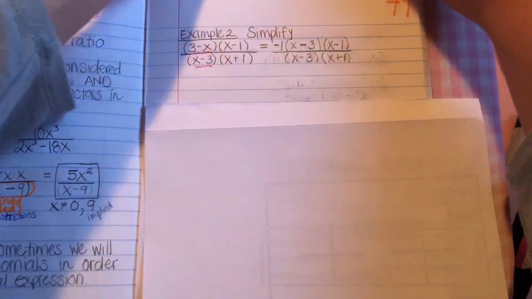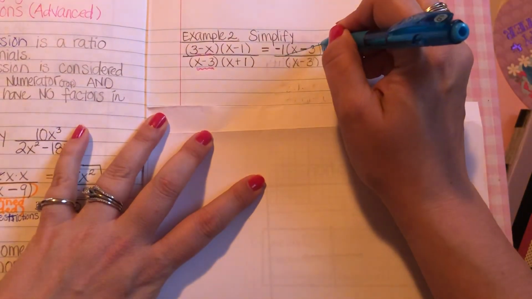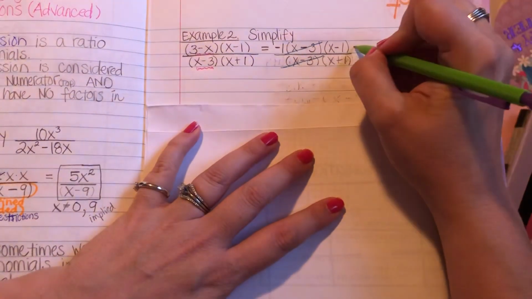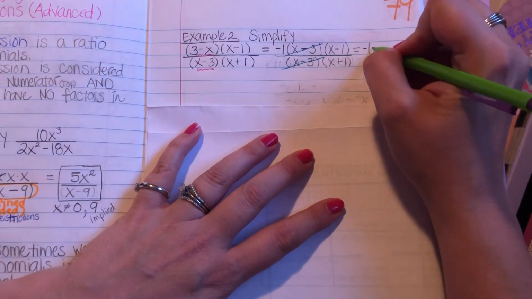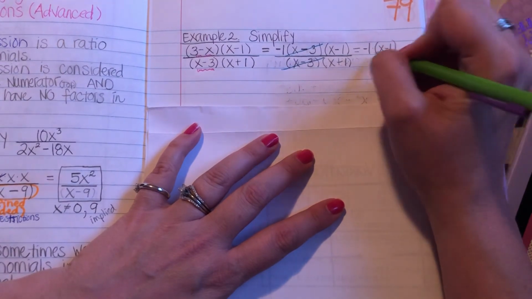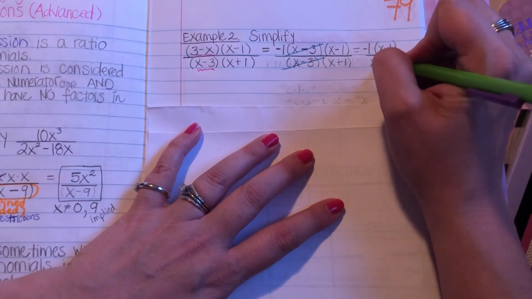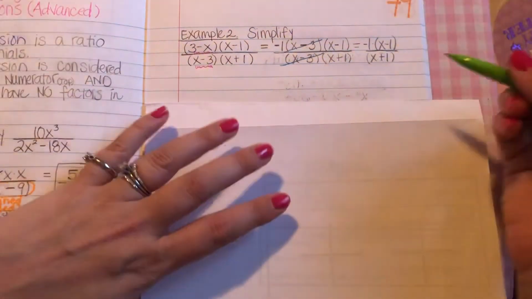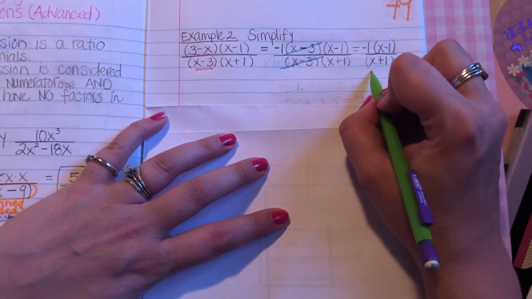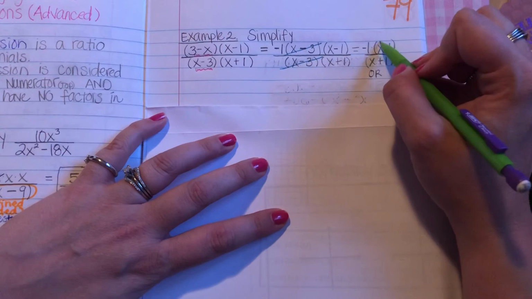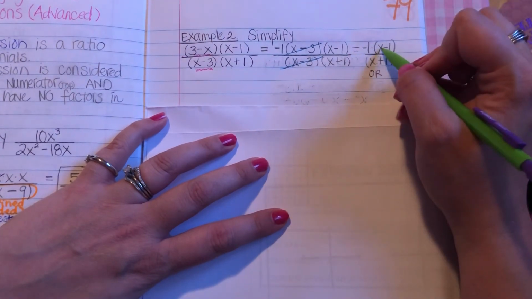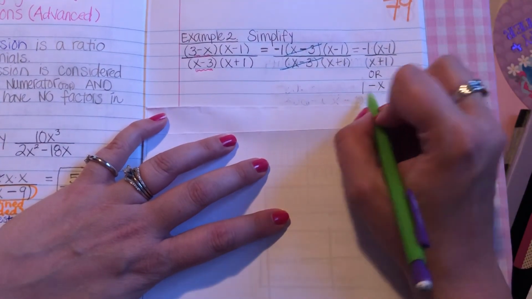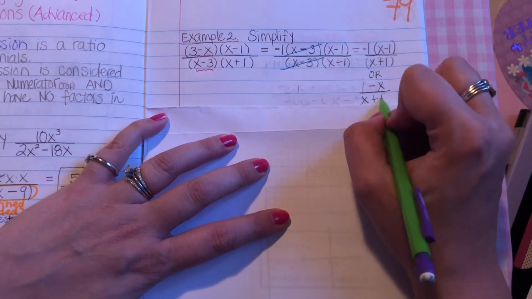Now I can go ahead and cancel out this parenthesis with this parenthesis, that factor with that factor. And I am left with -1 times x minus 1 on the top, and I'm left with x plus 1 on the bottom. Now, you might see the -1 distributed. So that would give me a -x plus 1, or 1 minus x over x plus 1.